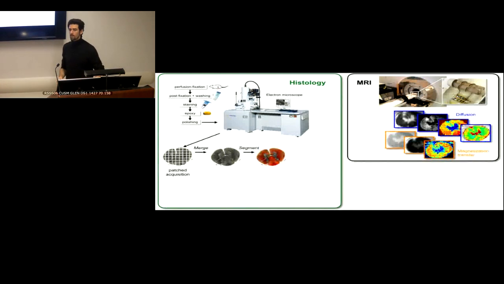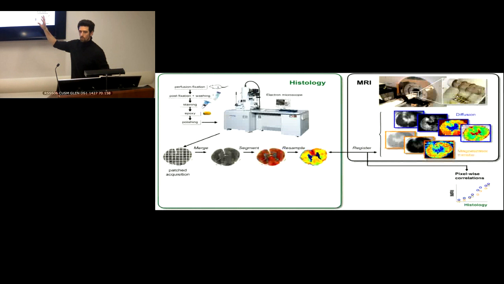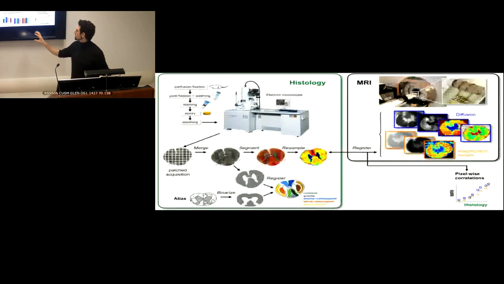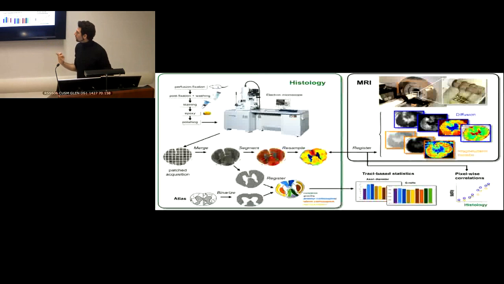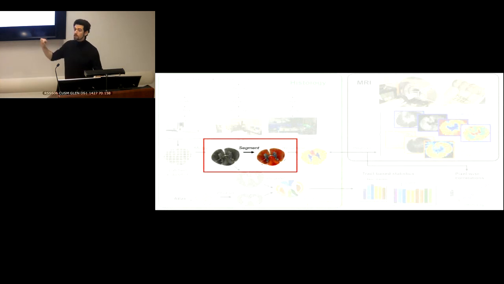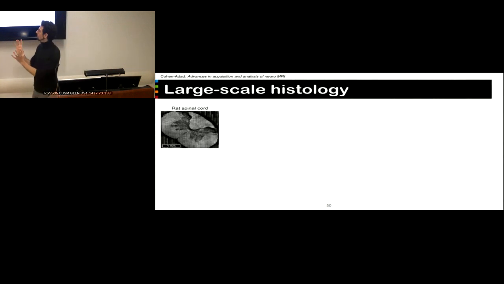Then we segment the myelin and the axons on the histology. We resample it to the MRI, we register it, then we can compute, as I mentioned, pixel-wise correlations to see whether, for example, axon diameter measured with MRI corresponds to axon diameter measured with histology. We could also use existing atlases, register those 2 atlases, and then do some track-based statistics. But the main focus I want to look at is the segmentation part, because if we look at what it involves, at the end of the day, what we want is this full-scale histology.